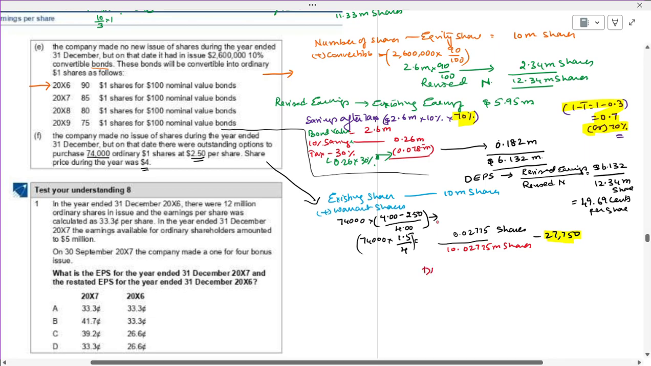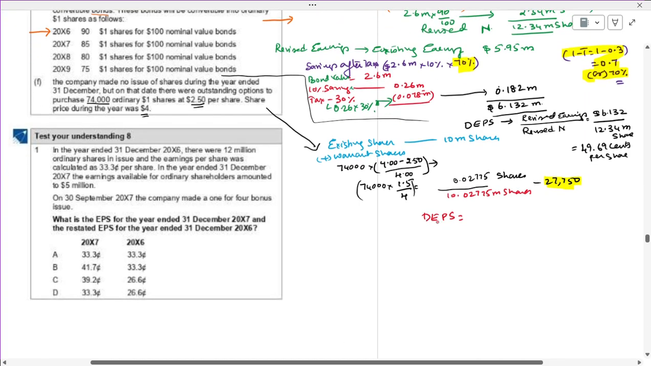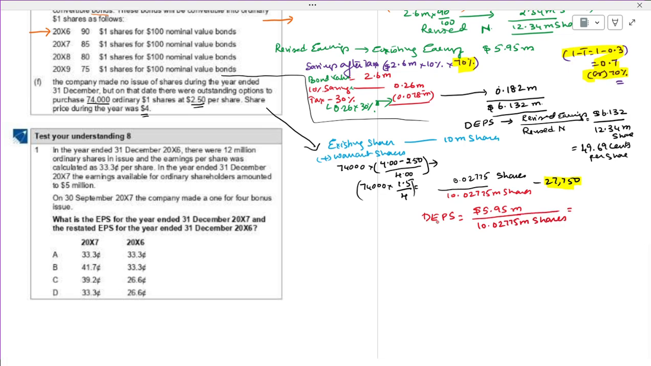Now, diluted earnings per share will be how much? $5.95 million, that is the earnings, divided by 10.02775 million shares. How much will you get? $5.95 divided by 10.02775.